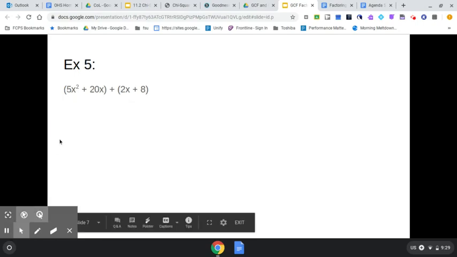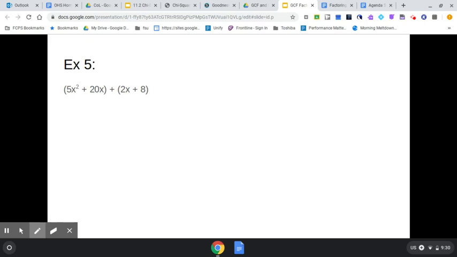All right, the last example that we're going to take a look at together says 5x squared plus 20x plus 2x plus 8. Taking a look at this first grouping, thinking about the numbers 5 and 20, 5 will divide into both of those, and they both have a common factor of x. 5x times what will make 5x squared? Well, 5x times x will make 5x squared. And 5x times what will give us 20x? 5x times 4 is 20x. Bring down that plus sign in the middle.